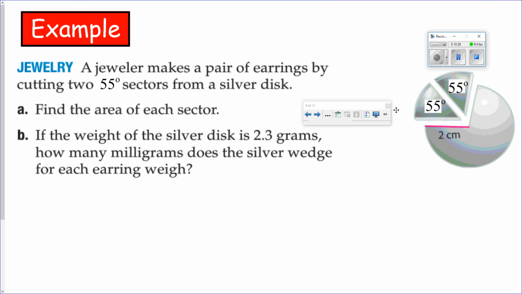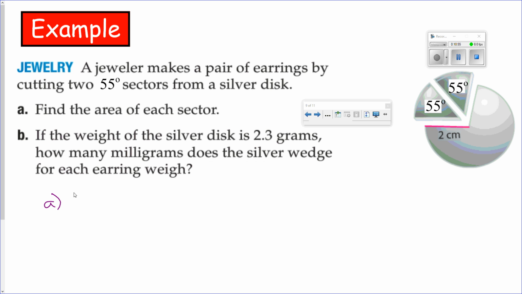A jeweler makes a pair of earrings by cutting two 55-degree sectors from a disc of silver. First, find the area of each sector, and then we're going to talk about the weight. If the weight of the silver disc whole is 2.3 grams, how many milligrams does the silver wedge for each earring weigh? Okay, so first let's just do A, find the area of each sector. So go ahead and pause this and then tackle that.